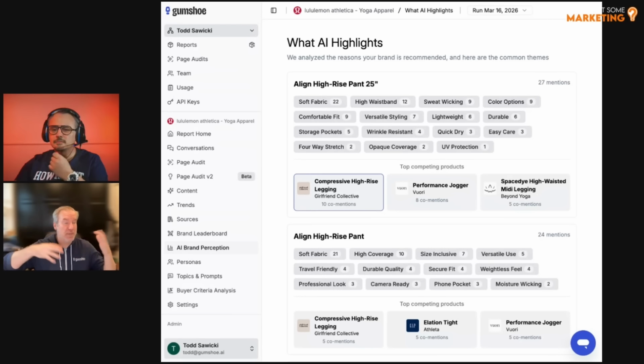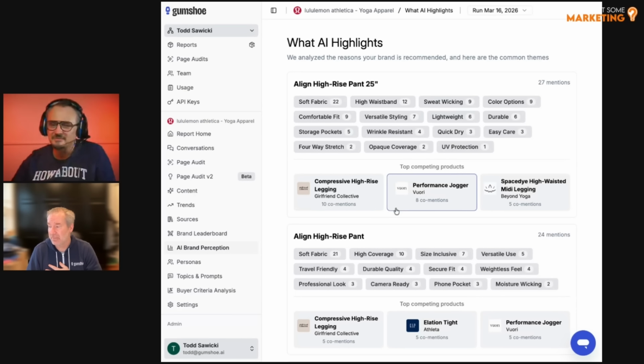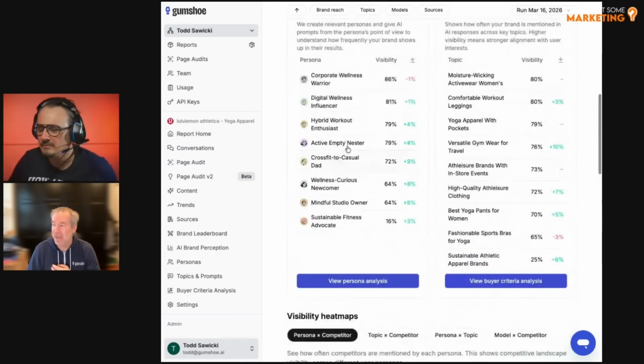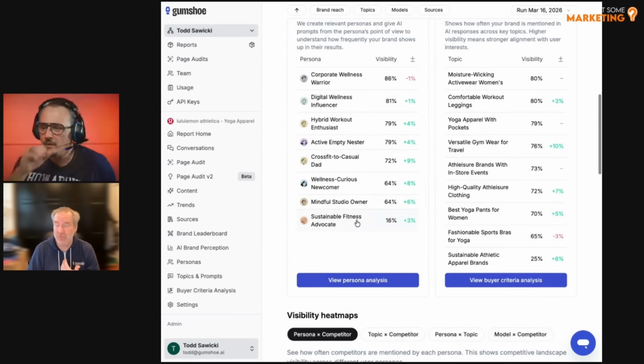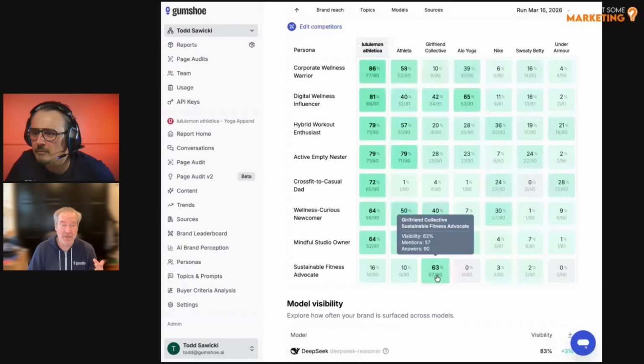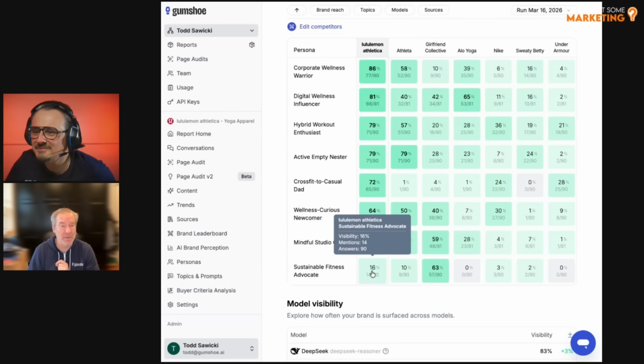And then if you want to inform AI in a slightly different way, let's say in this case, if you're Lululemon, they've got a real challenge around sustainability. I'm just going back to the main page of the report so I can highlight that for you. You'll see here they have the Sustainable Fitness Advocate at a 16% recommendation rate. And if I go down, you'll see they've got a competitor, Girlfriend Collective, that's getting recommended for this particular type of product 63% of the time versus only 16% of the time for Lululemon. And so if I'm Lululemon and I have sustainable features, they're not getting understood or recommended by AI.